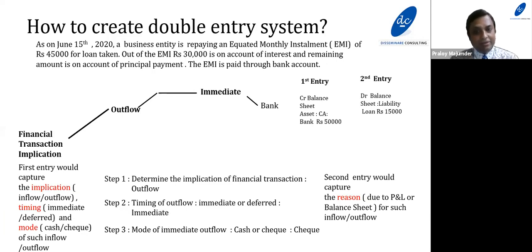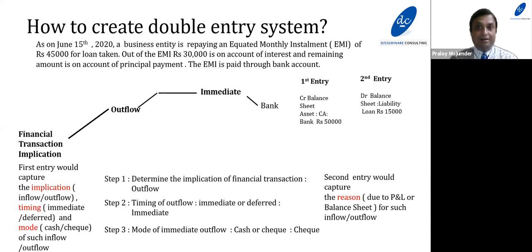One is associated with repayment of an inflow which has happened in the past. That's the principal amount of the loan. When the loan is taken, the principal amount is also getting repaid. So the principal part reflects an outflow on account of an inflow which has happened in the past. That is why 15,000 would be the debit balance sheet liability loan.